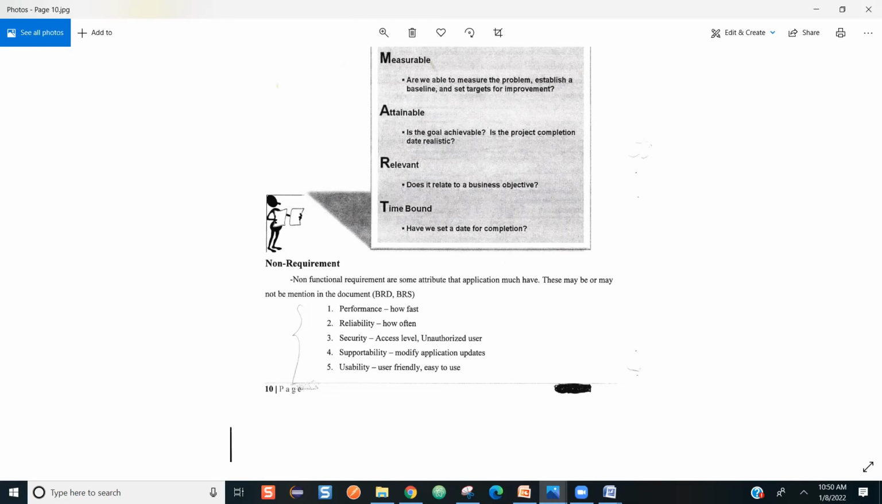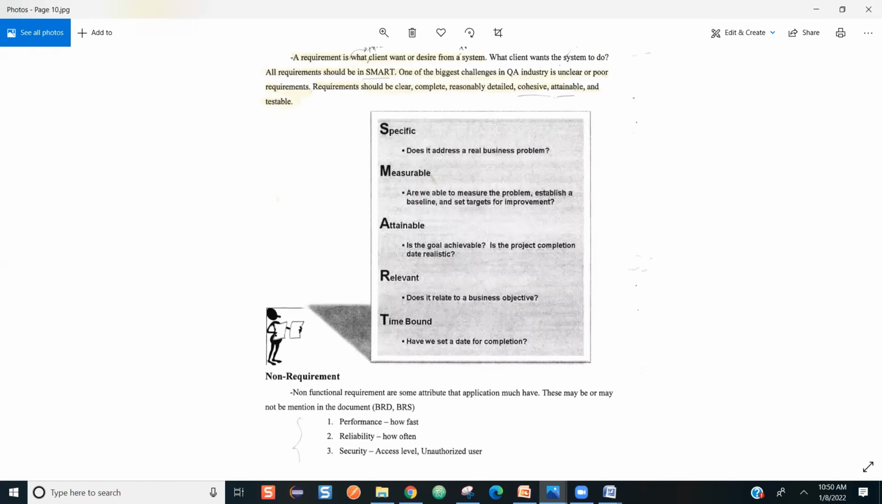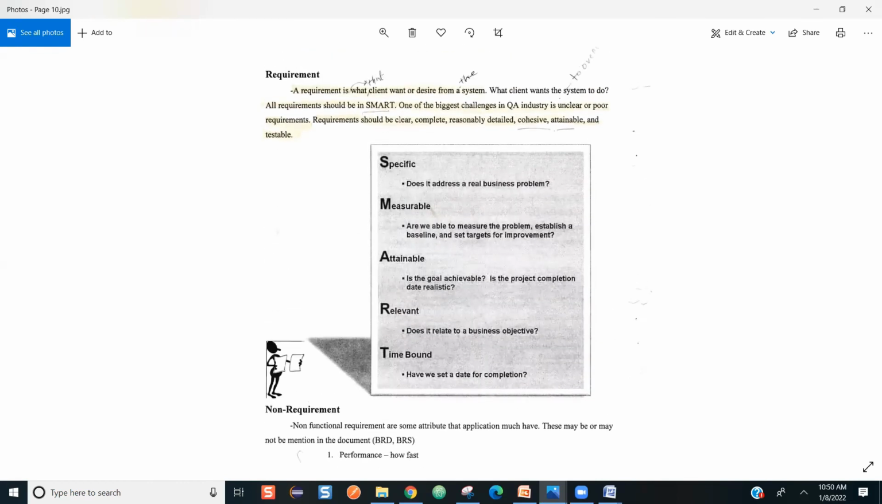I understood the requirement part, that means what kind of need or desire there is for the system or software, but I could not understand the non-requirement part. So the non-requirement part means they don't have any requirement, right?